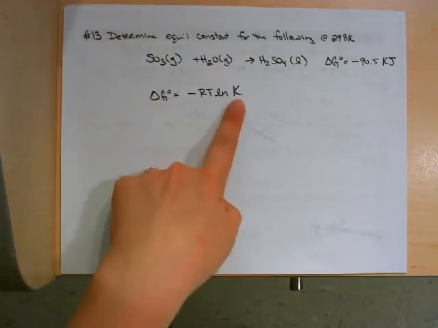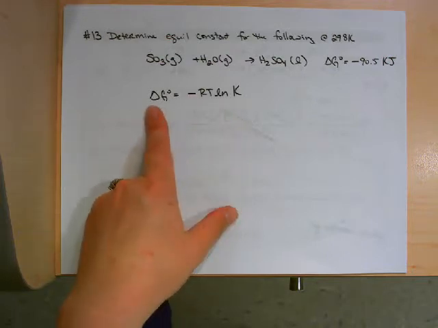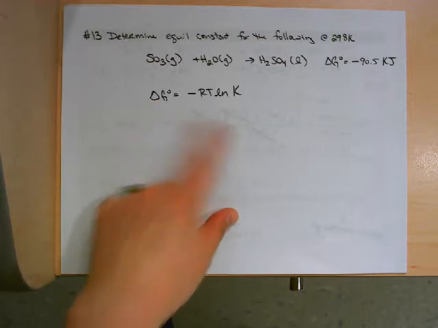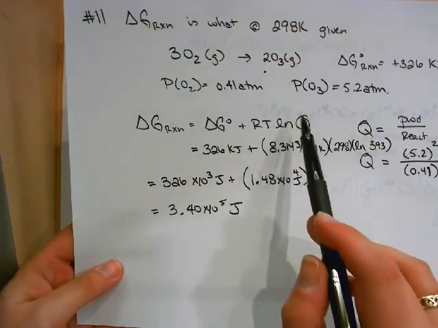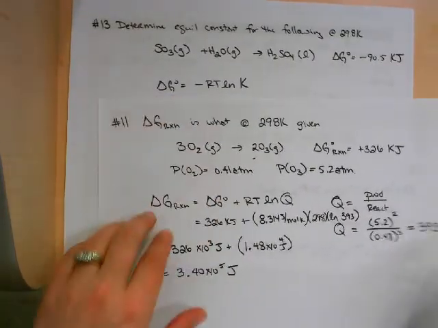Why would I use K in this case instead of Q? Because I'm at equilibrium, and I can tell because I'm at standard state, which should be equilibrium-ish, so those two should go together. For the previous one, I was at non-standard state, so I have to use Q. So you can see they're very similar reactions. If you know this one, you actually do know this one, right? Because they're almost the same.